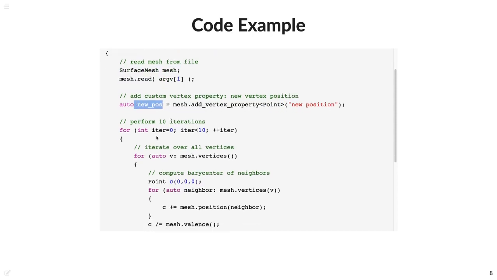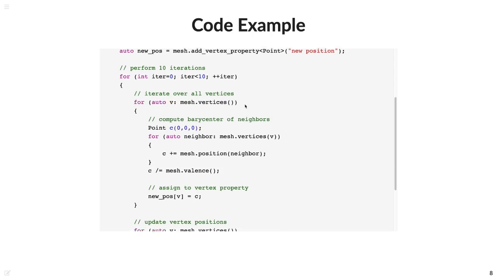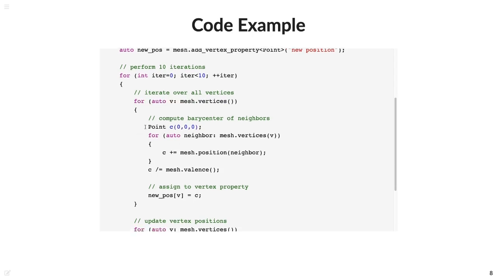And then we perform 10 smoothing iterations, where in the first step, we iterate linearly over all the mesh vertices. For every vertex, we compute a new position as the barycenter of its neighbors. The barycenter is initialized to 0. We iterate through all the neighbors of this vertex, all the vertex neighbors, add their position to the barycenter, and in the end divide by the valence of the vertex. This gives us a new position, which we store in this custom vertex property, which is just a synchronized array, as also indicated here by this syntax.